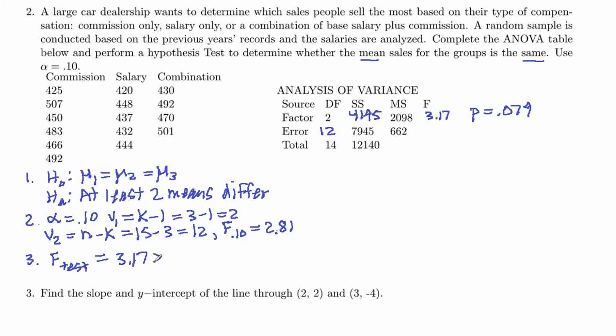And that is greater than 2.81. And remember that this F distribution is a skewed distribution, so it looks like this. And we've got the 2.81 out here, and that has area to the right of 0.10. And that is the rejection region.